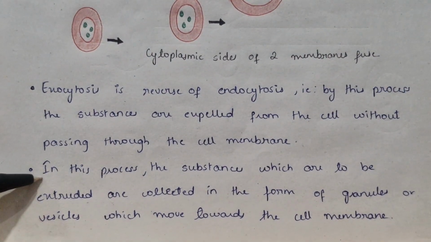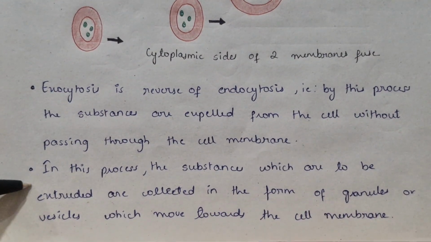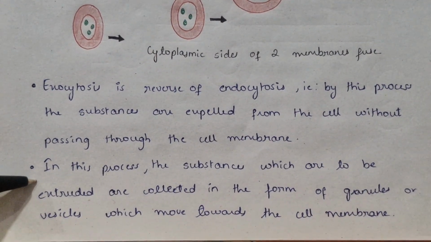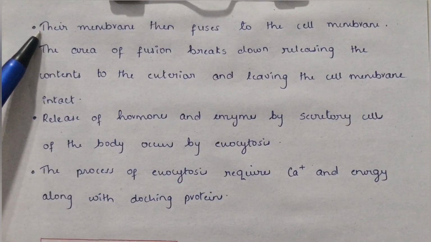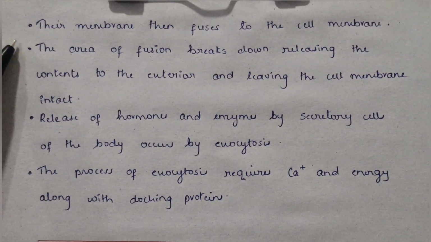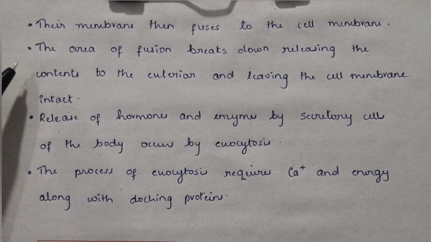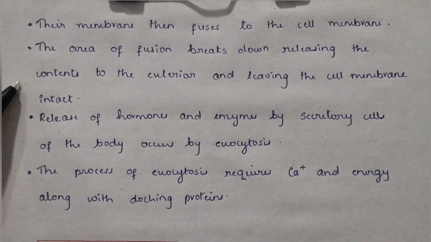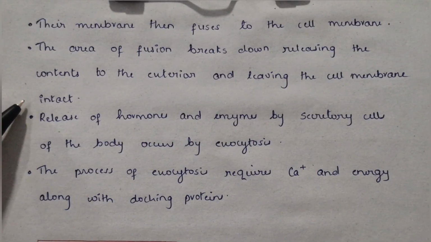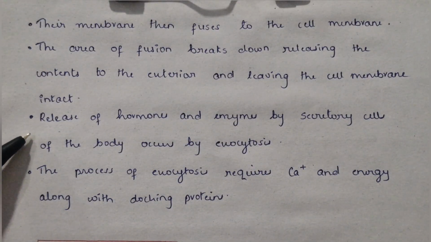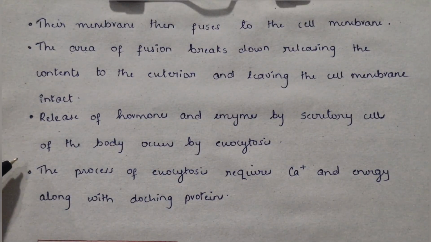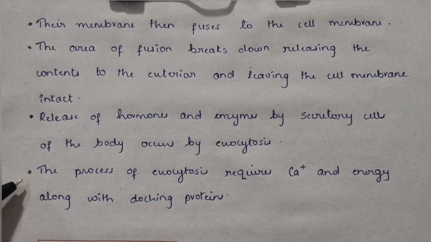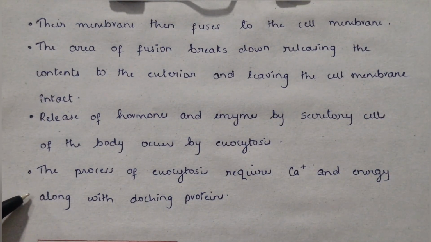In this process, the substances which are to be extruded are collected in the form of granules or vesicles which move towards the cell membrane. Their membrane then fuses to the cell membrane. The area of fusion breaks down, releasing the contents to the exterior and leaving the cell membrane intact. Release of hormones and enzymes by secretory cells of the body occurs by exocytosis. The process of exocytosis requires calcium and energy along with docking proteins.